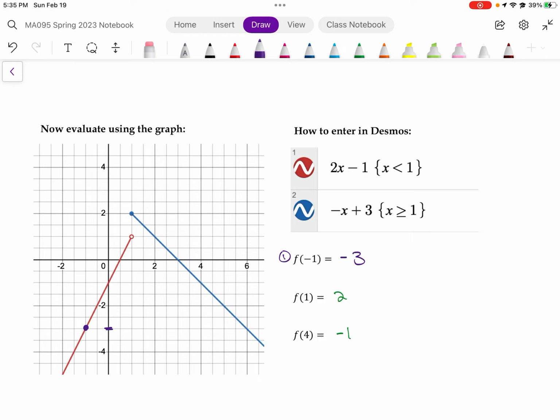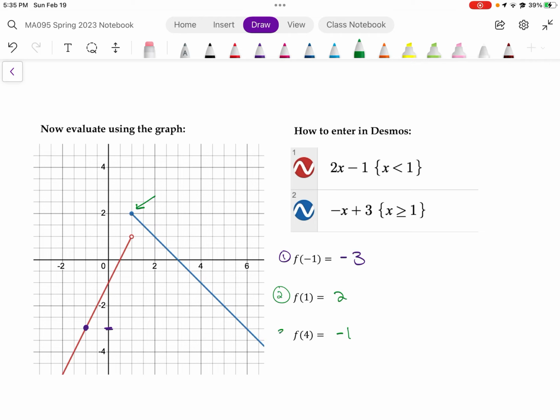All right, the second one is f of 1 equals 2. So let's go over to 1. We've got two choices here. Which one is it going to be? Well, the open circle means it's not there. The closed circle means it's right there. That's where it is. So it does equal 2.